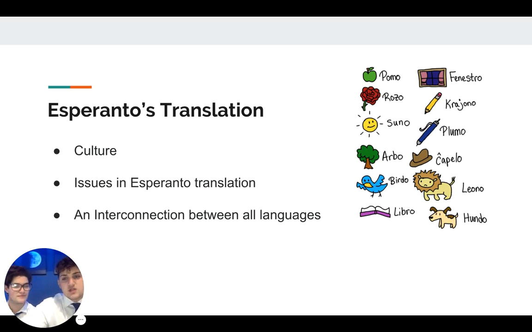And then there's an interconnection between all languages. This point is very interesting because today Esperanto is finding a new life online. It's considered one of the biggest online languages today. Online, with this huge base of connection between everyone, Esperanto's translation is able to be depicted. Do you have anything to add there?